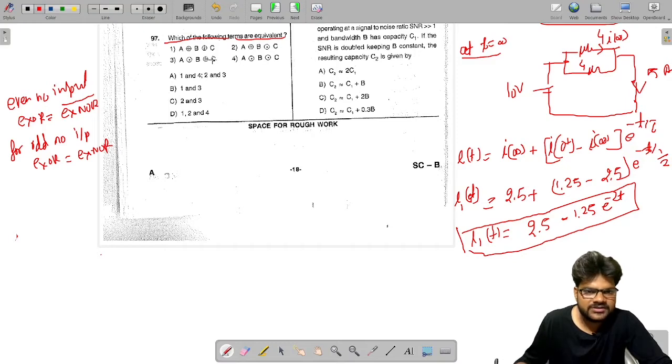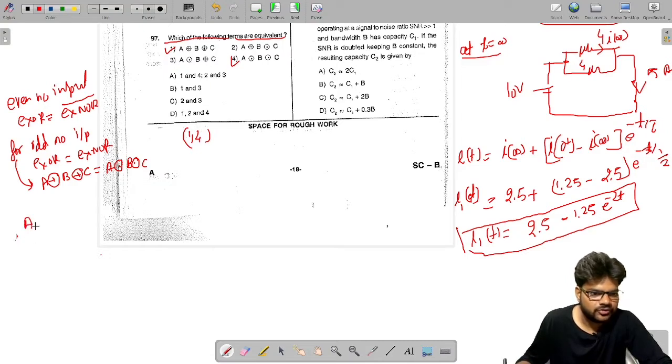Now A, B, C, 3 inputs are there, so these are an odd number of inputs. So for an odd number of inputs we can write A XOR B XOR C is going to be A XNOR B XNOR C. Okay. So first and 4 are going to be equal. So first and 4 are equal. Now let us check 2 and 3. Okay. So 2 is A XOR B XNOR C. Okay. And 3 we are given is A XNOR B XOR C.